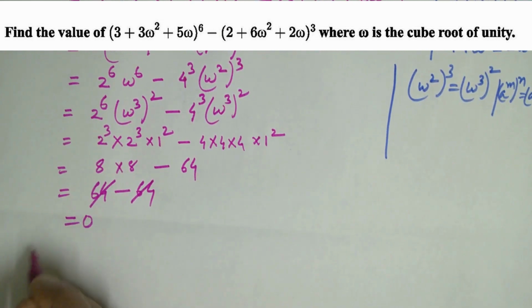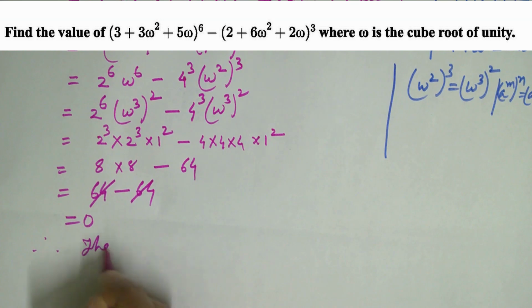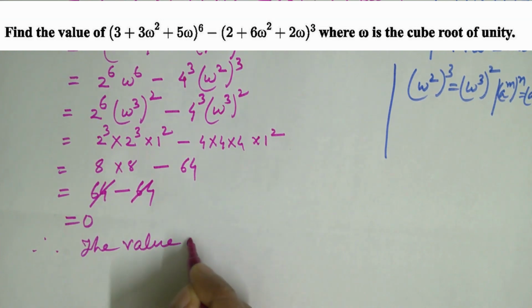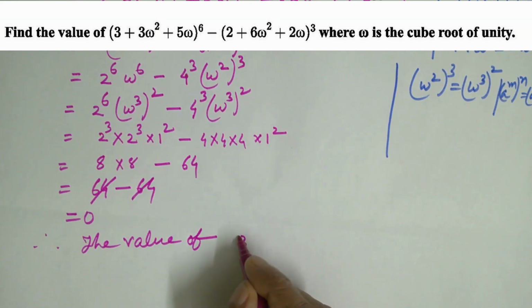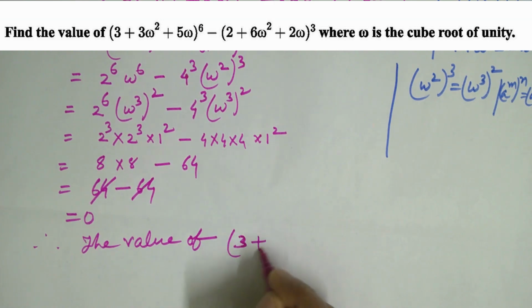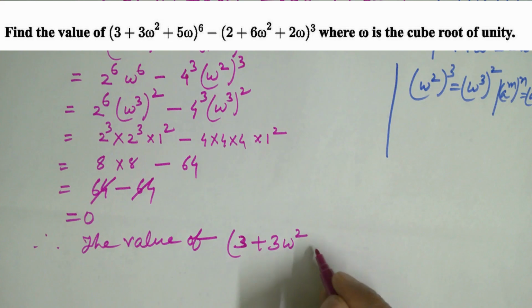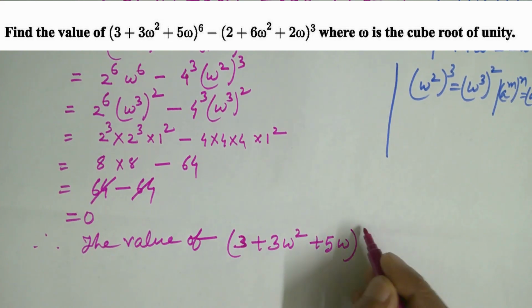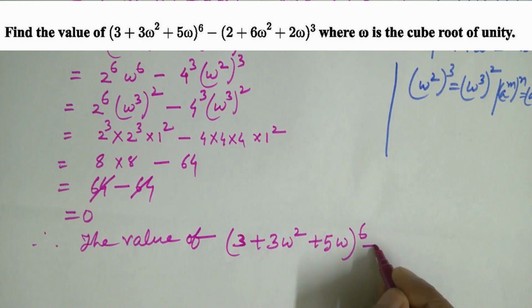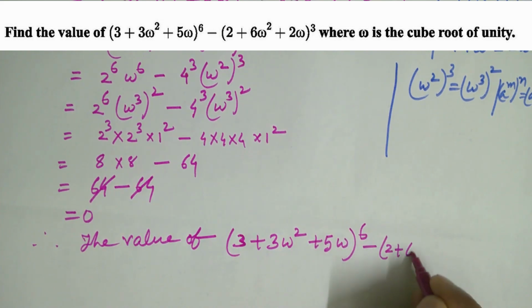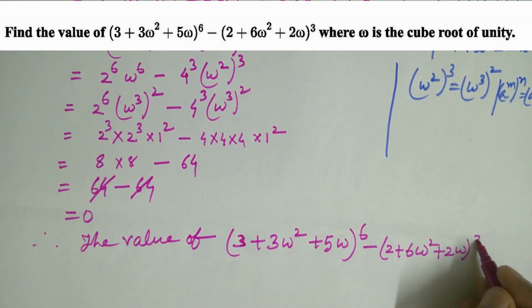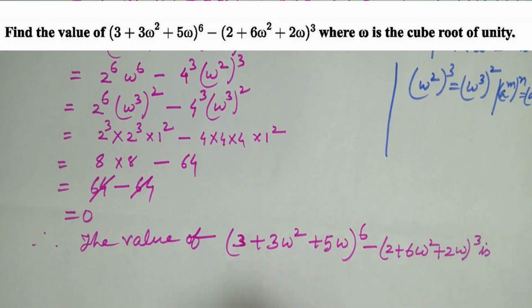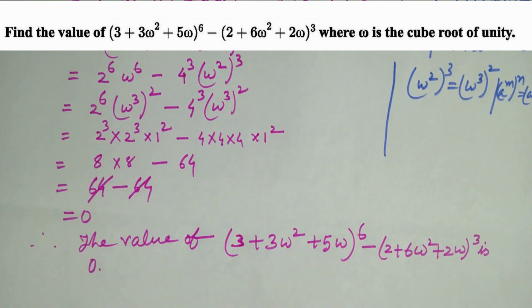So, therefore, the value of (3 + 3ω² + 5ω)⁶ − (2 + 6ω² + 2ω)³ is 0. Hence we have got the value of the given expression.